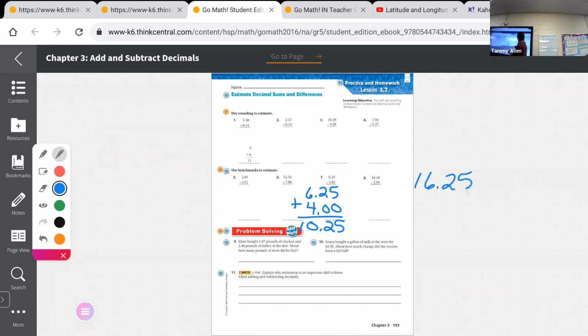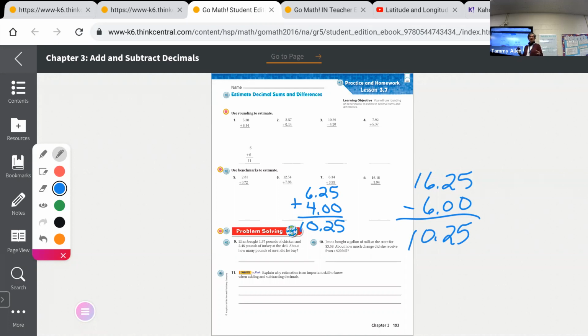16 and 2500s. Minus 6 and 000s gives us 10 and 2500s. We were subtracting, right? Yeah. Okay. Questions on that? Anybody have questions on benchmark?